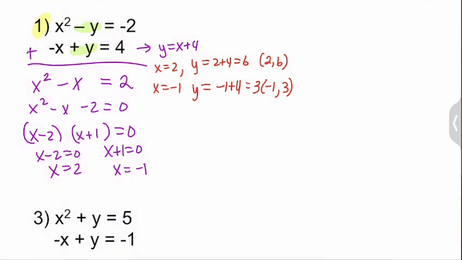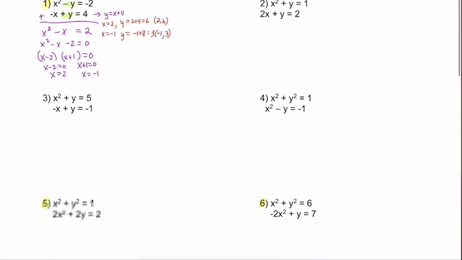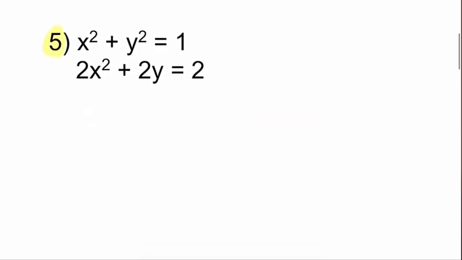Okay, so there's problem number 1. Now, it's your responsibility by the end of class to do 2, 3, and 4, but I would like to jump to problems 5 and 6. Now, you may not remember all of your types of equations. If they're both squared, there's a plus between them and it's equal to a positive number. This is just a circle with radius 1.